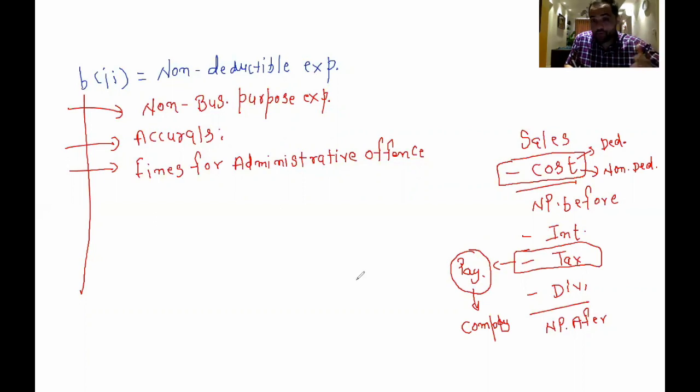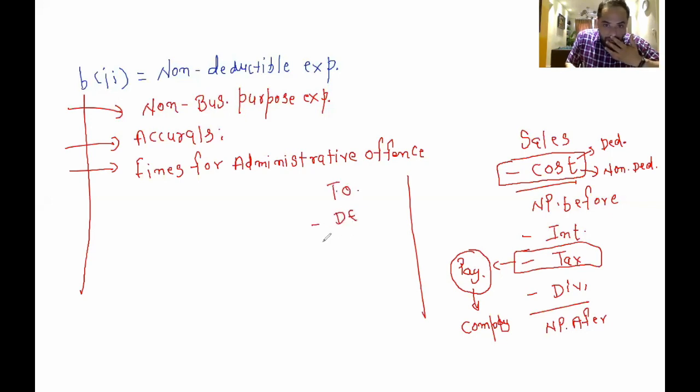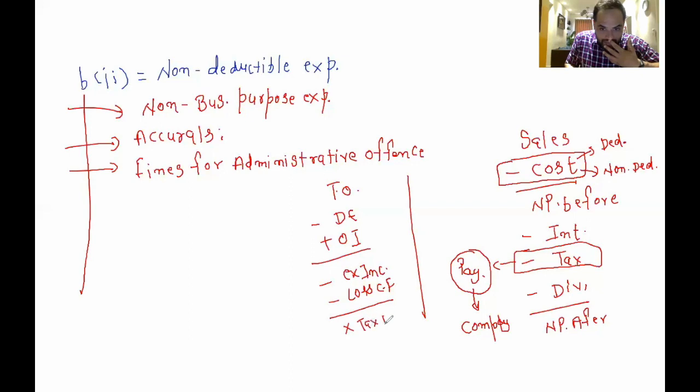And from the government's point of view, turnover minus deductible expense plus other income, right? And then minus exempt income, minus any kinds of loss carried forward, right? Then you get assessable income, then you apply tax rates, right? And then minus any kinds of credit from foreign income, and then you get tax payable.